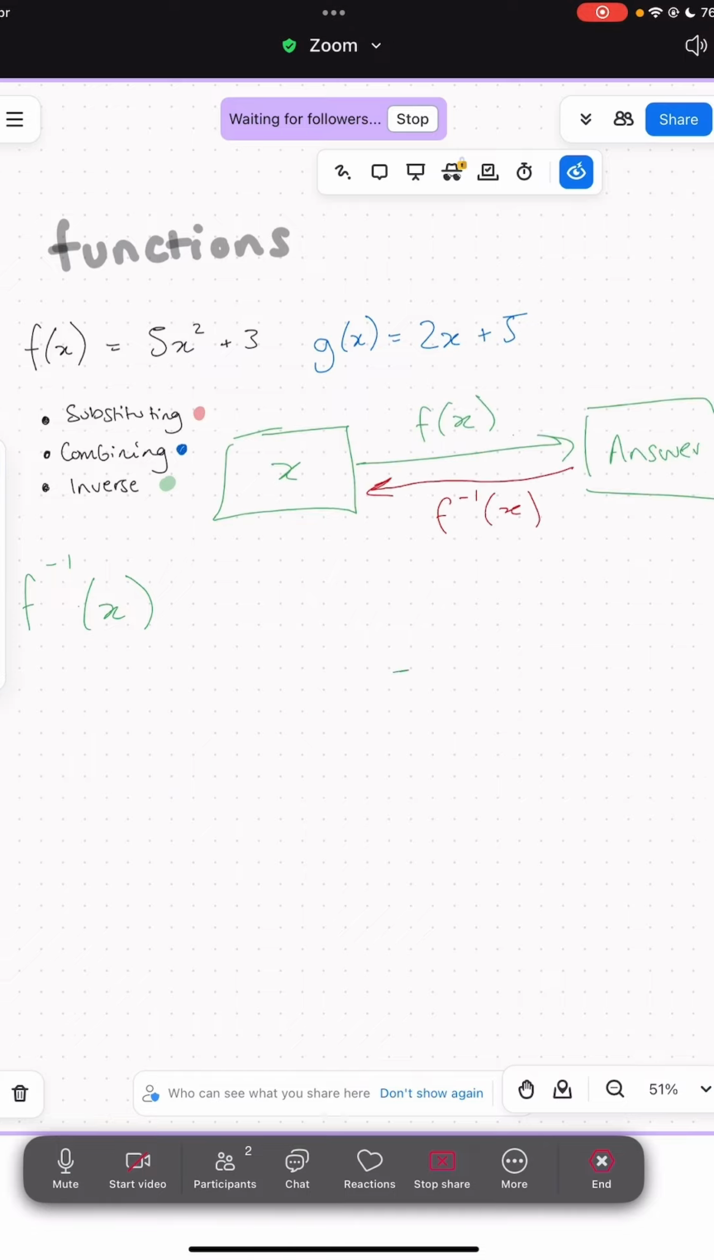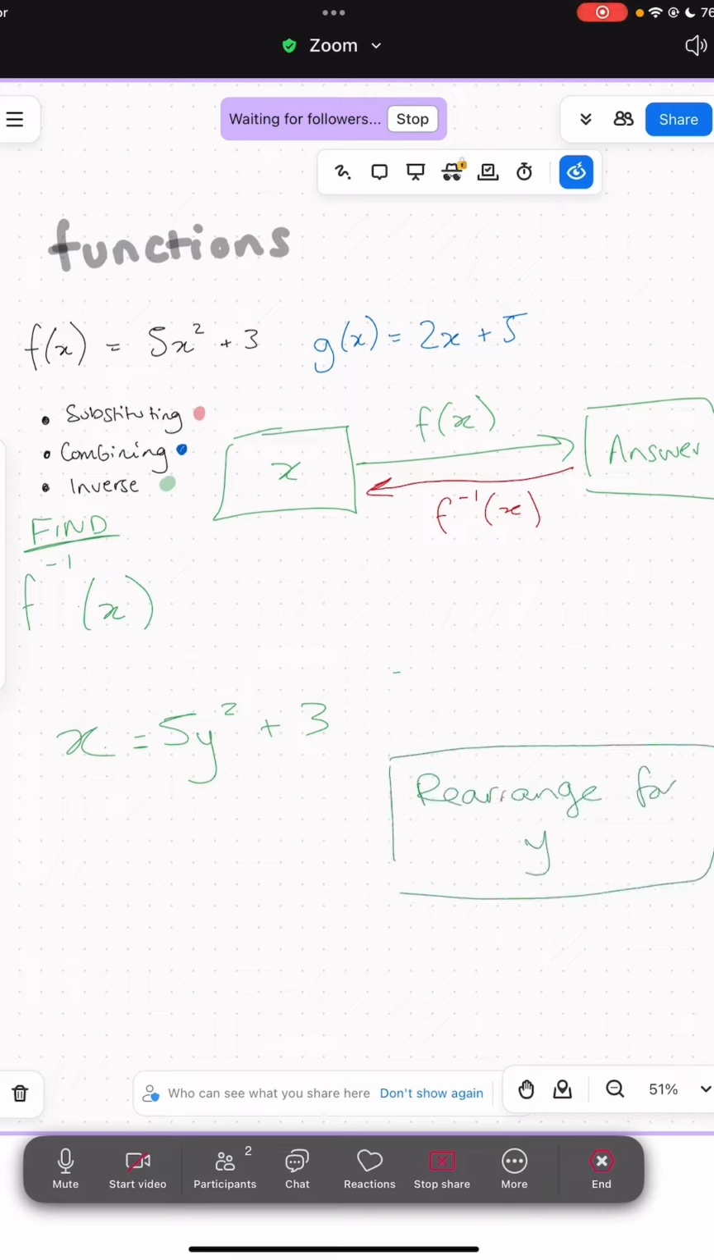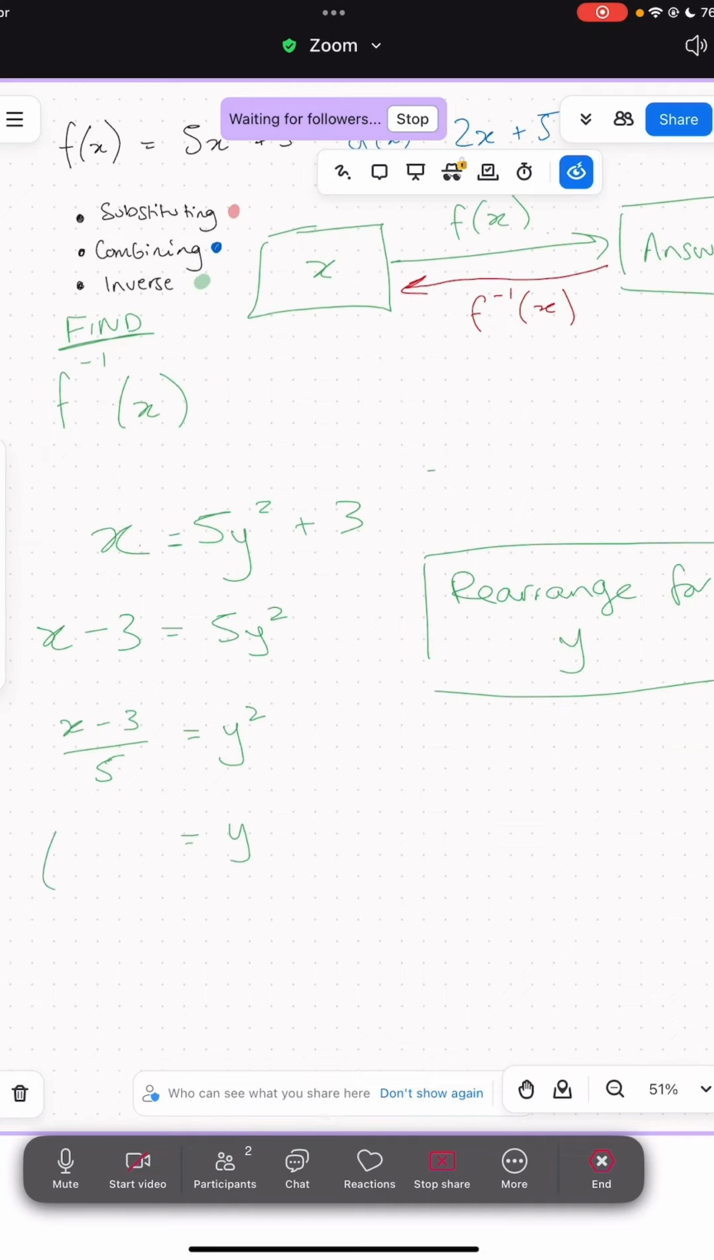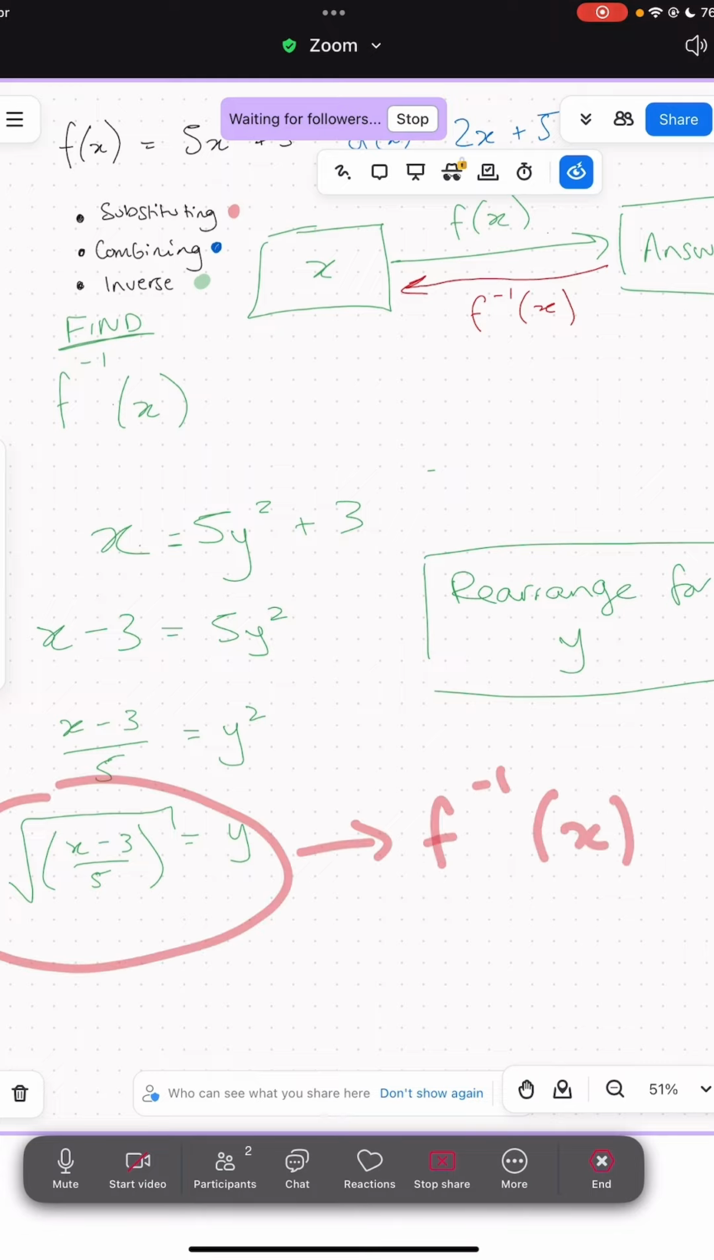To find the inverse of a function then, I'm going to let f of x equal y. So y equals 5x squared plus 3. I'm then going to swap the x's and the y's around, so x equals 5y squared plus 3. And now I'm going to rearrange for y. Pause now if you want to try it yourself. Rearranging that should give you y equals the square root of (x minus 3) over 5. And now you can swap y out for f to the power of minus 1 of x, or the inverse.